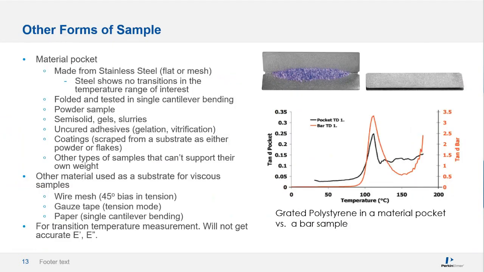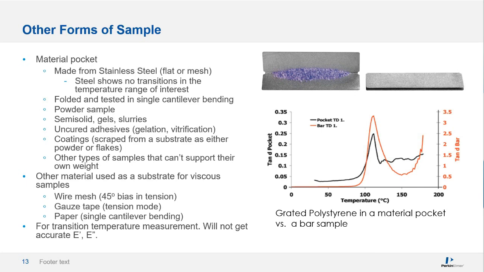For more challenging types of samples, you can also try the following approaches. Material pocket is made from stainless steel, flat or mesh. They are designed for holding powders and soft samples that cannot support their own weight. The pocket is scored lengthways to allow it to be folded in half, crimped, and clamped into the DMA in a single cantilever bending mode.